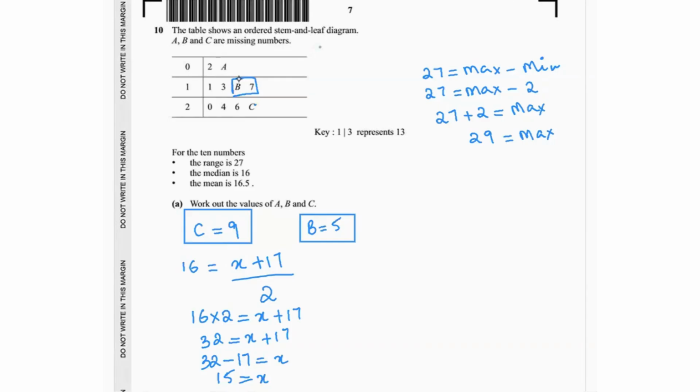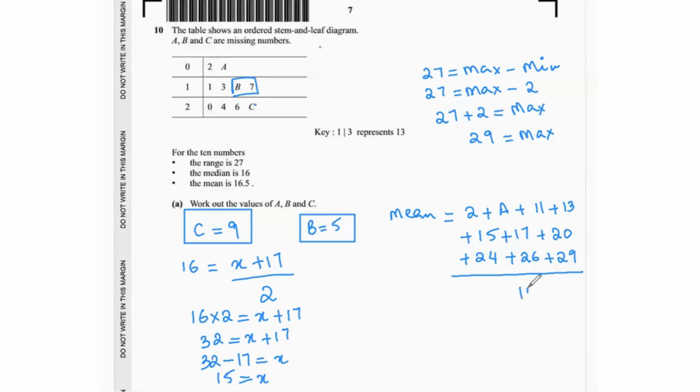Now, lastly, A. So the mean is 16.5. So we already have the value of B and C. Mean is the sum of all the values divided by the total number of values. So that's 2 plus A plus 11 plus 13 plus 15 plus 17 plus 20 plus 24 plus 26 and plus 29 divided by 10 because that is the total number of values.